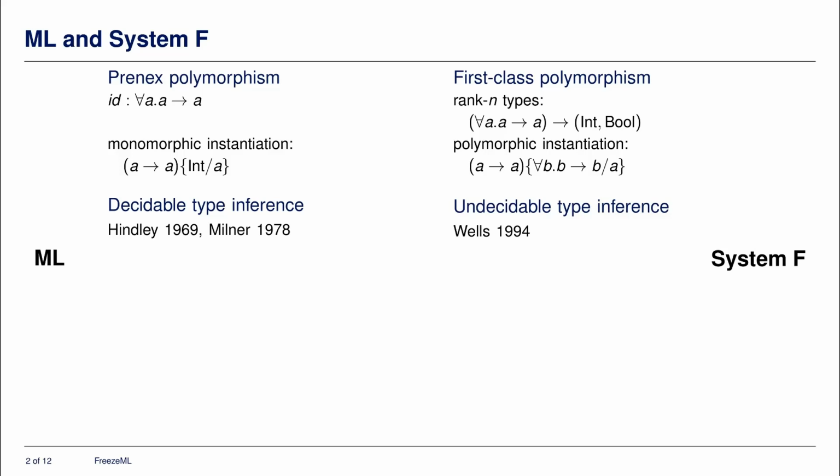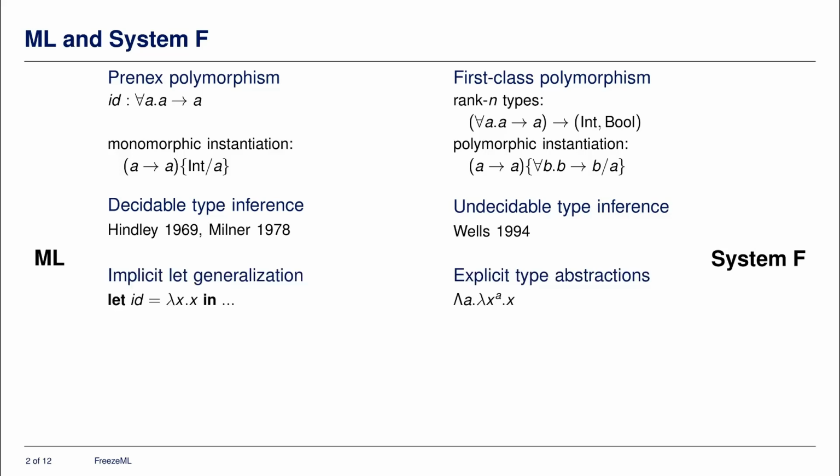In ML, let bindings implicitly generalize the let bound terms. For example, if you write let id be defined as lambda x.x, then this lambda term is implicitly generalized and id gets the polymorphic type that we had at the top of the slide here. And in SystemF, on the other hand, you need to write explicit type abstractions. So this big lambda a dot something here means please generalize over a, and then a is bound in the body of the type abstraction.